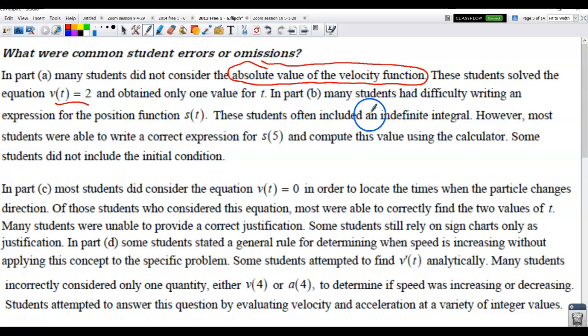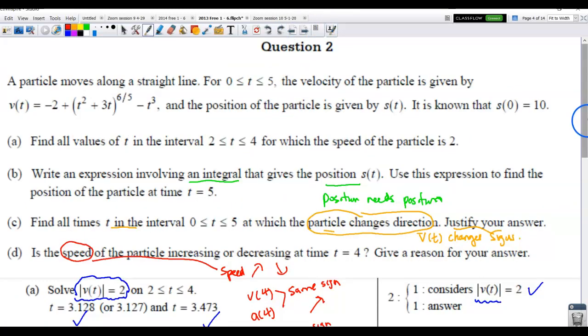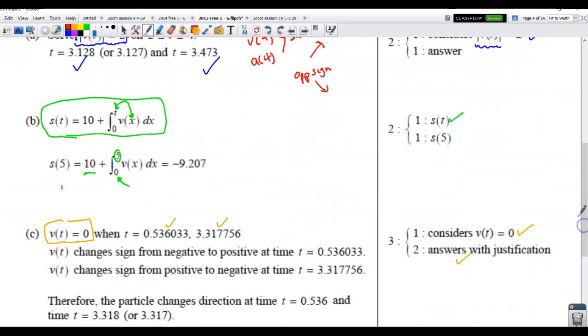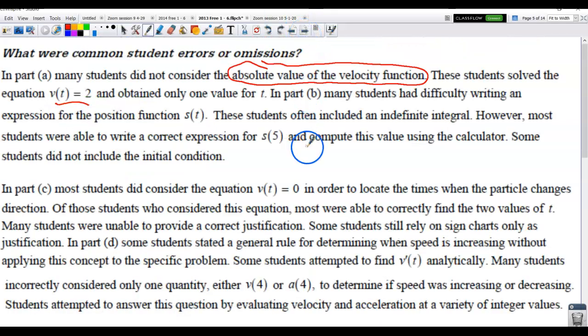In part B, students had difficulty writing the expression for s of t. These students often included a definite integral. In other words, they told you that they wanted an equation. An equation has variables in it, so this is what they're talking about. This had to be here to get the s of t points. Down here, this is giving you a specific value. It's not an equation, it's a value.